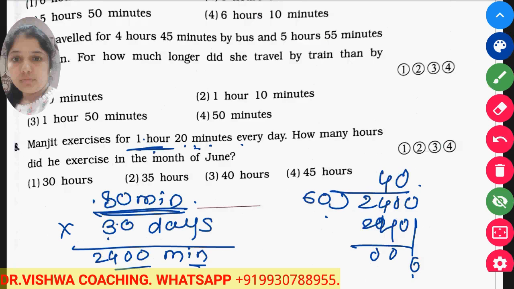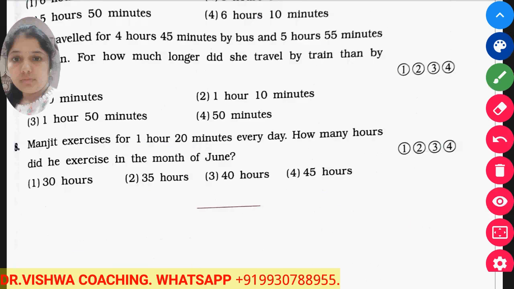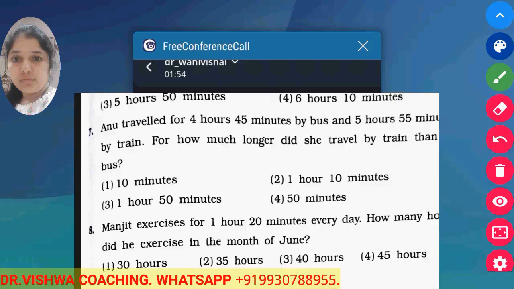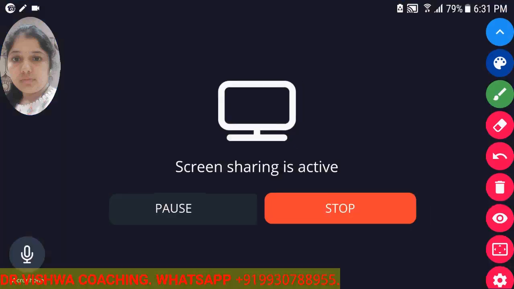Understood? Now this is all about the measurement of time. Our next topic we will take in the next class. Till then, solve maximum problems and stay connected.